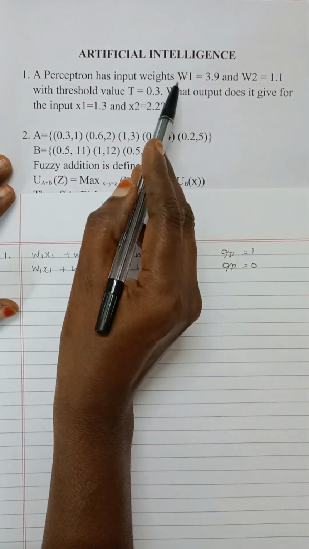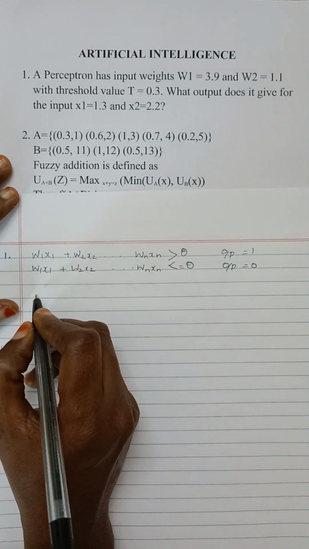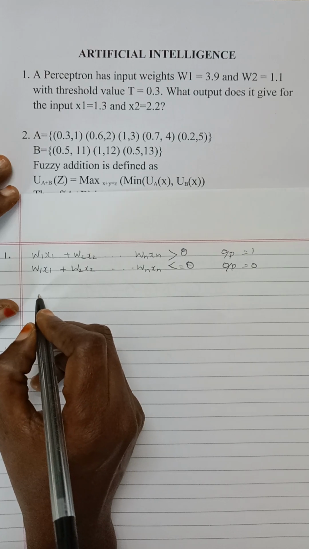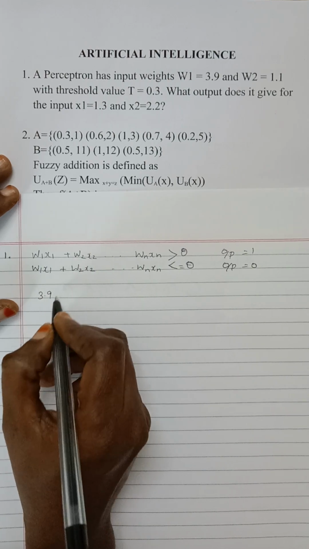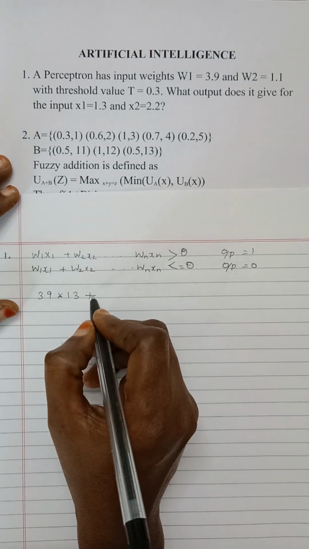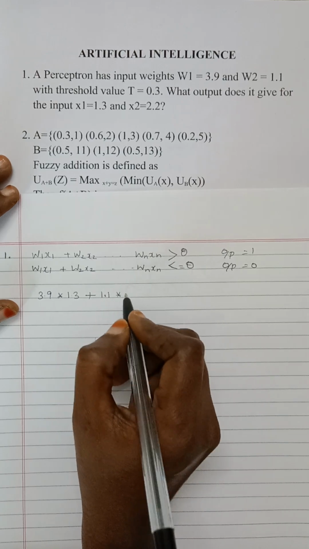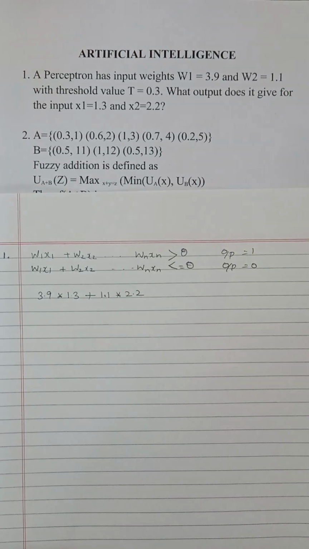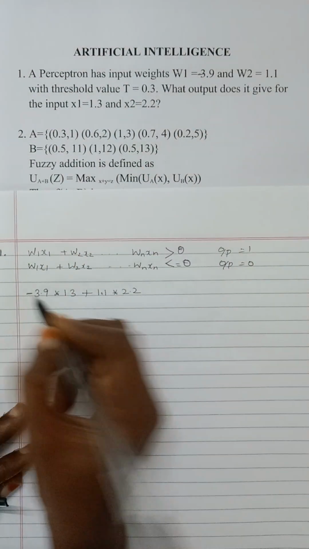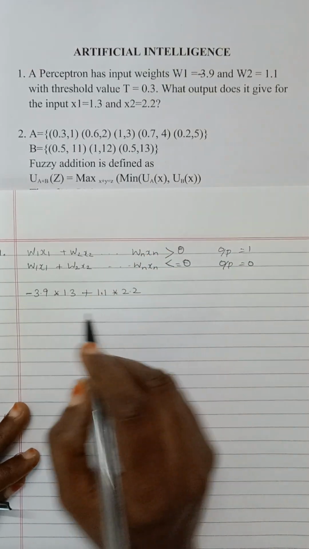So here we have the inputs, we substitute the values here. The given W1 is 3.9, W2 is 1.1. Okay, so we find out the value. So 3.9 into 1.3 plus 1.1 into 2.2. Here the value is minus 3.9, so it is minus 3.9 into 1.3 plus 1.1 into 2.2.